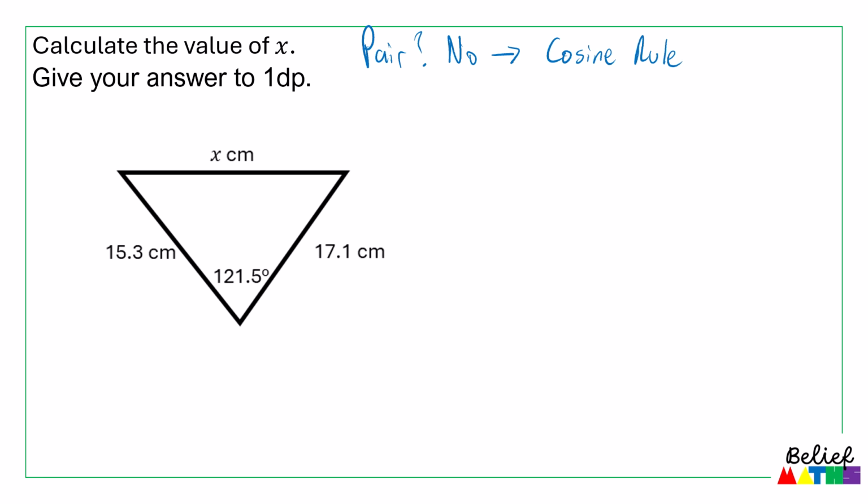Now with the cosine rule, we have a squared equals b squared plus c squared minus 2bc cosine of A. The important thing about the cosine rule is the relationship between lowercase a, the side, and capital A, the angle. The reason we use the cosine rule is because we don't have a pair. The cosine rule allows us to find a pair. So in that case, we're making this pair of values.